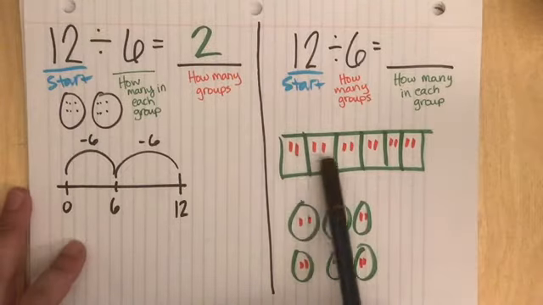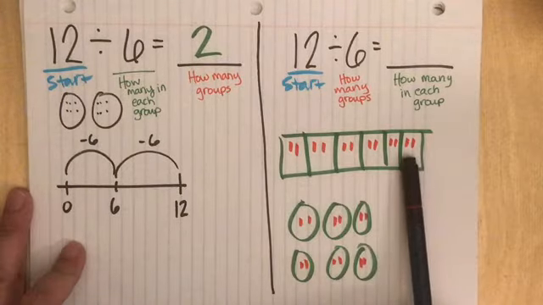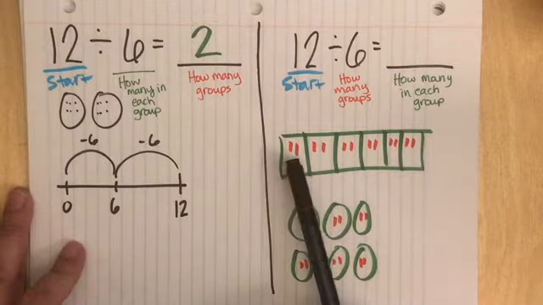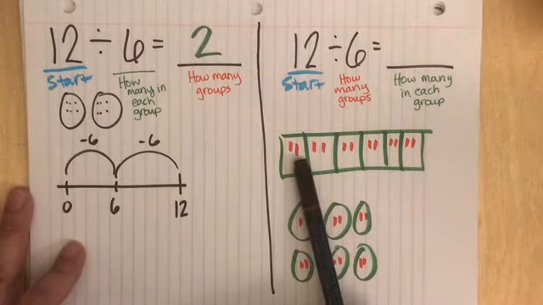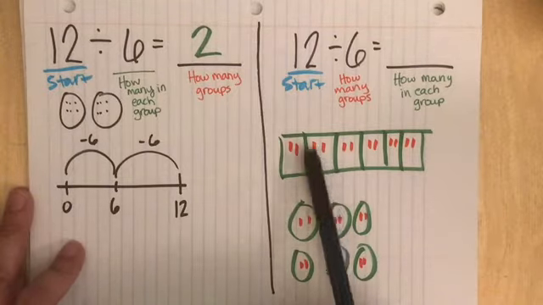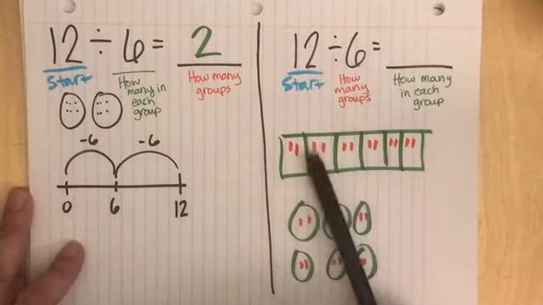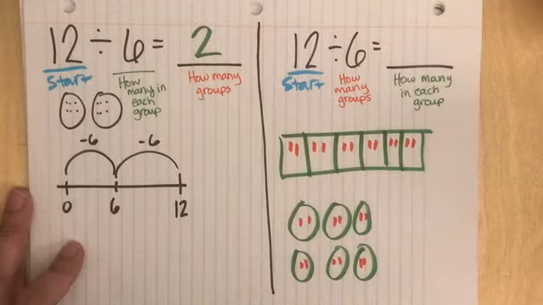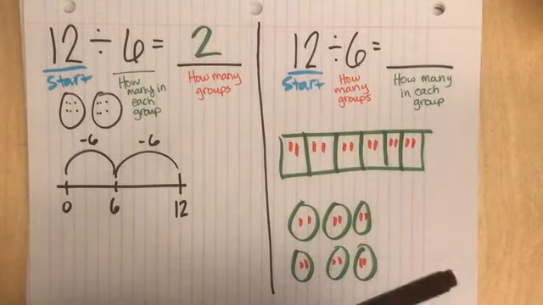When I'm done, all my groups should have the same exact amount in them. If I have one lunch bag with 3 strawberries and one lunch bag with 1 strawberry, I did something wrong, because division is equal groups, just like multiplication. That's why they're the reverse of each other.